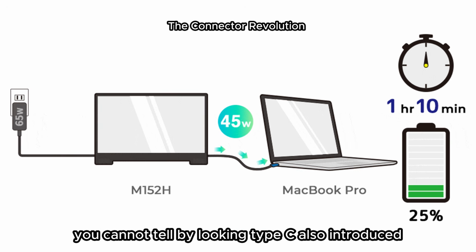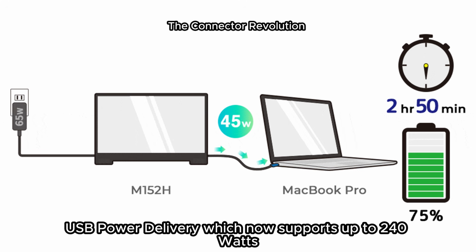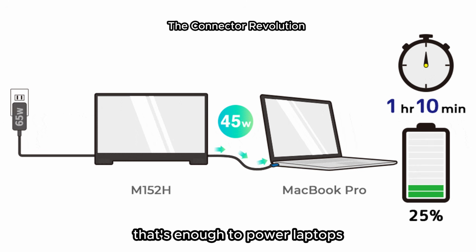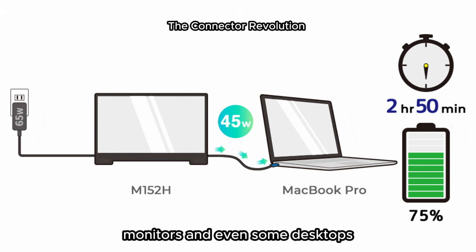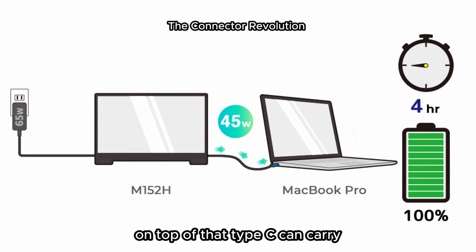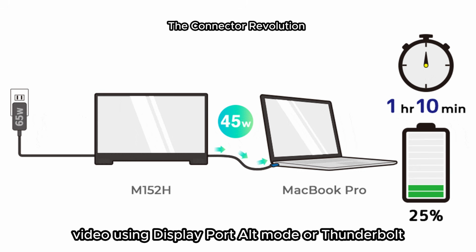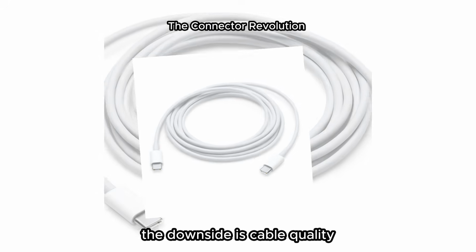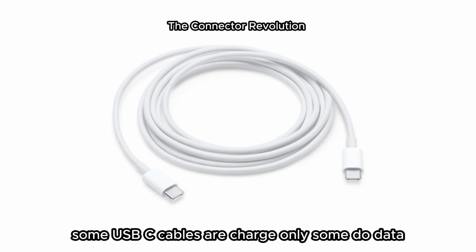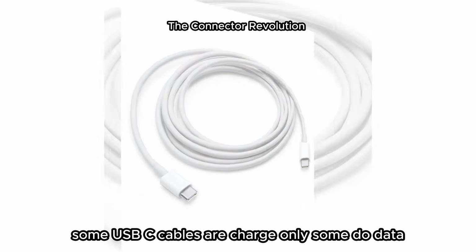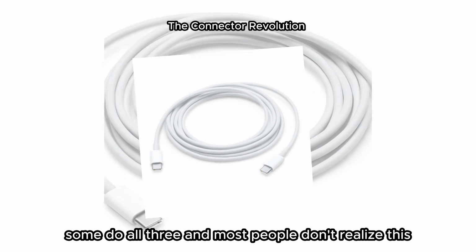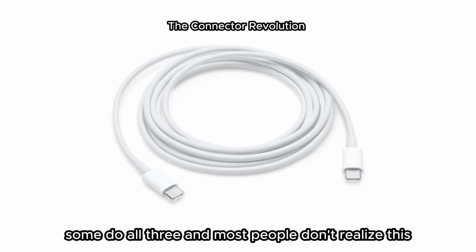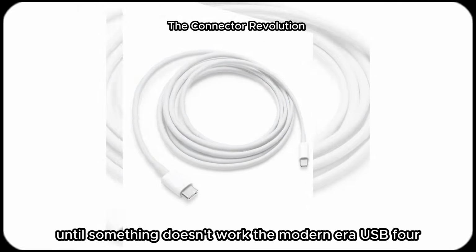Type-C also introduced USB power delivery, which now supports up to 240 watts. That's enough to power laptops, monitors, and even some desktops. On top of that, Type-C can carry video using DisplayPort Alt Mode or Thunderbolt, one cable for charging, display, and data. The downside is cable quality. Some USB-C cables are charge only. Some do data, some do video, some do all three, and most people don't realize this until something doesn't work.